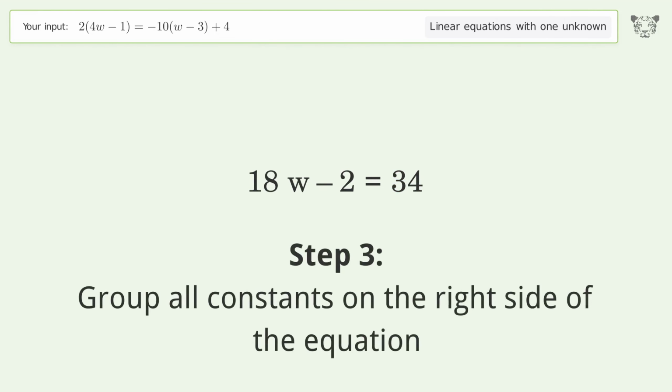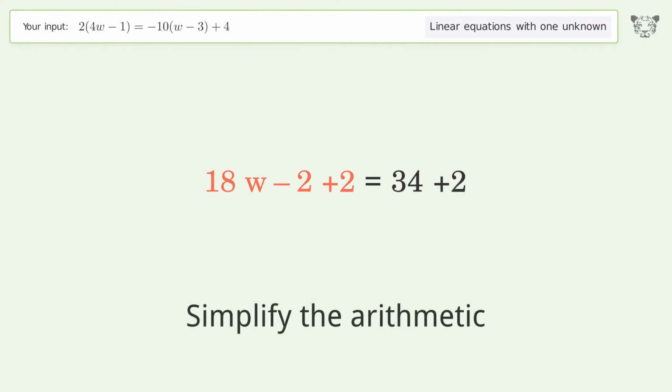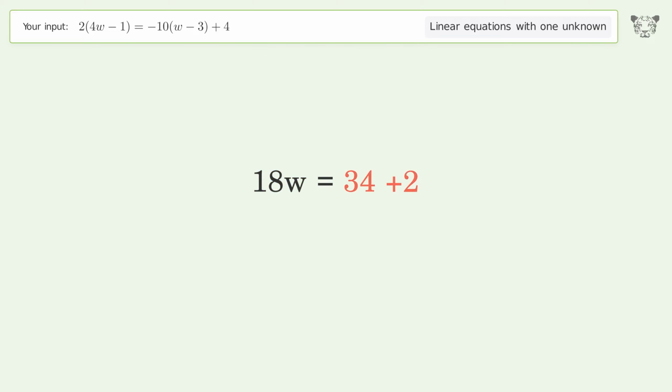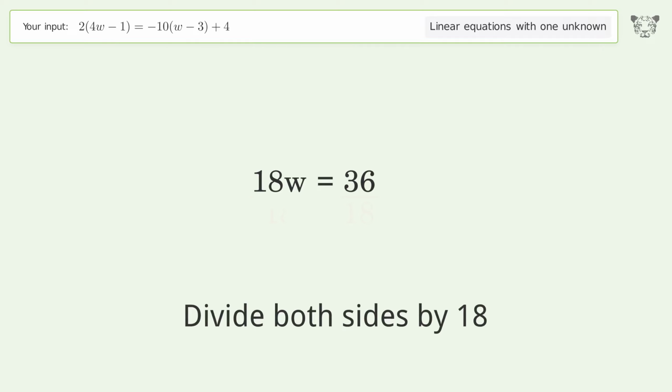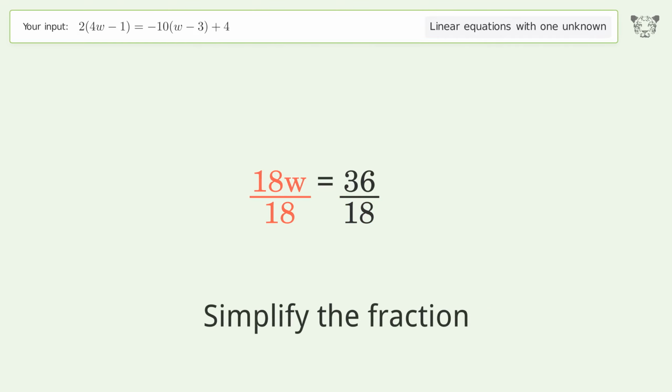Group all constants on the right side of the equation. Add 2 to both sides. Simplify the arithmetic. Isolate the w. Divide both sides by 18. Simplify the fraction.